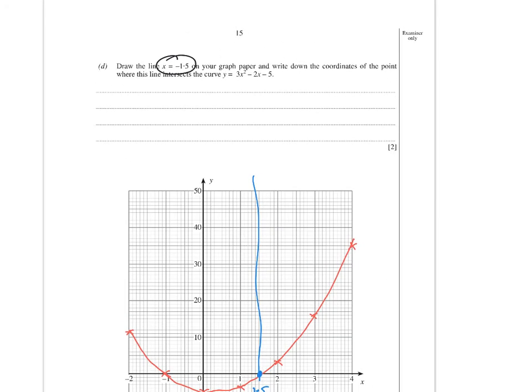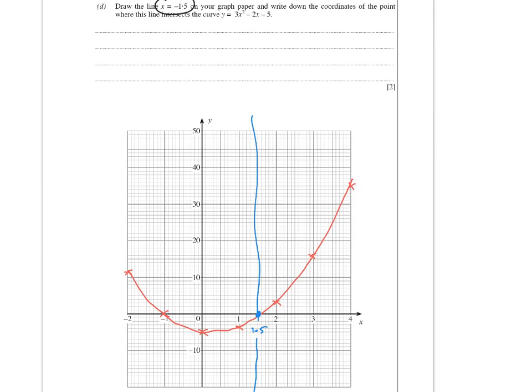So it says write down the coordinates of the point where the line intersects that. So its coordinates, I've gone across to 1.5. So that'd be 1.5 comma, and I haven't risen at all. I'm on 0. So 1.5, 0 I make it.